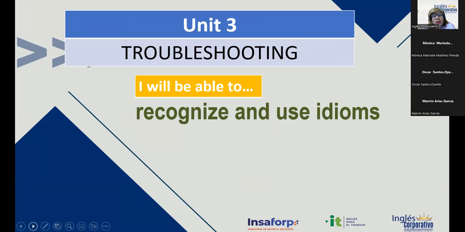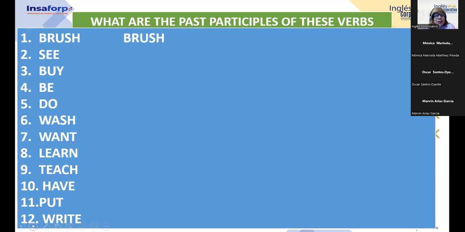But what is an idiom? They say idioms in Spanish. Okay, we know some. And what is an idiom in English? Oh, well, that is what we are going to see today. But first, we are going to have a review of the verbs that we studied yesterday. Okay, everybody tell me what is the past participle of these verbs? Wait a minute, because here is brush, and I'm going to erase one.